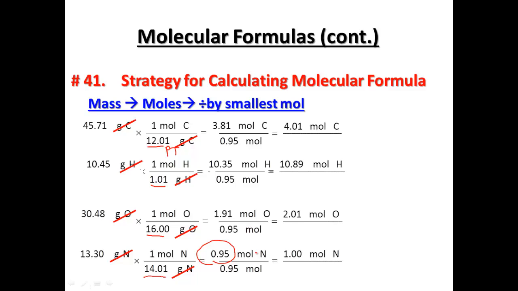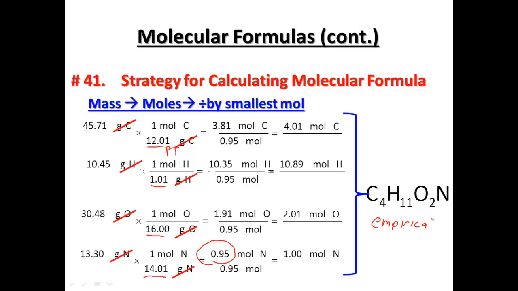And in turn, we get 4.01, 10.89, 2.01, and 1.0. All of those are close enough to a nearest whole number. So what we can do is use those 4, 11, 2, and 1 to get us our empirical formula, C4H11O2N. So now we're on the right track. We have our empirical formula.